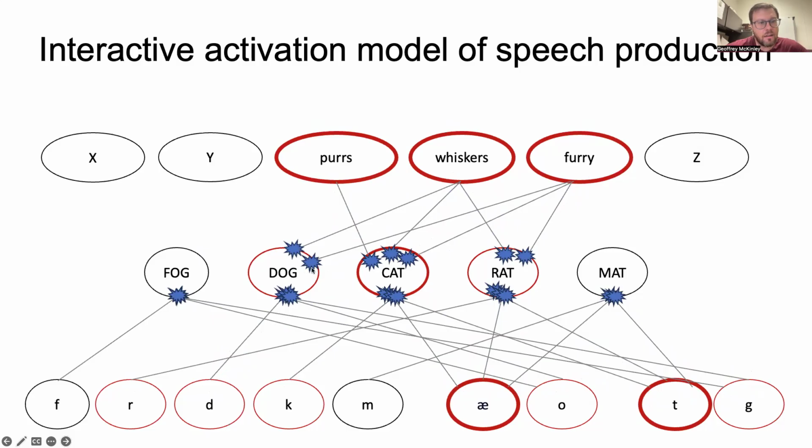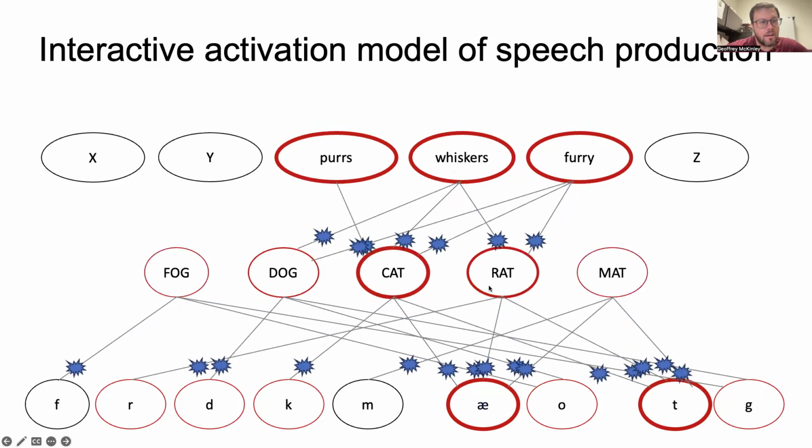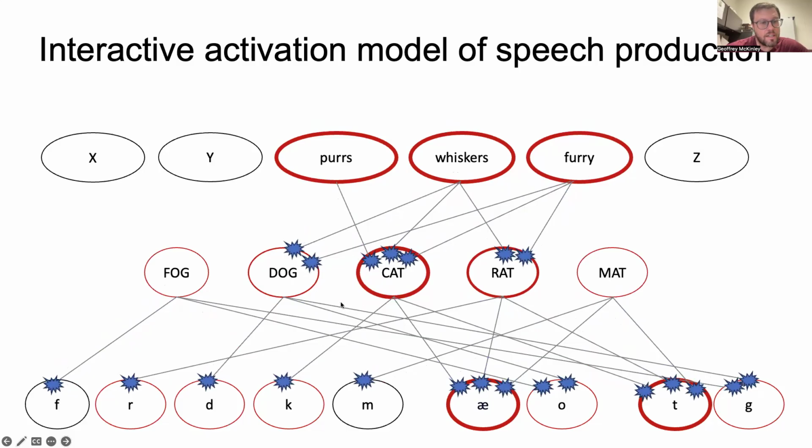Dog's going to get a little bit of activation. Mat will also get a little activation. Fog is also going to get a tiny bit of activation. But notice how cat has the most activation, followed by rat, and then followed by dog, right? And so all the words are then going to send all their activation back to their constituent phonemes, right?